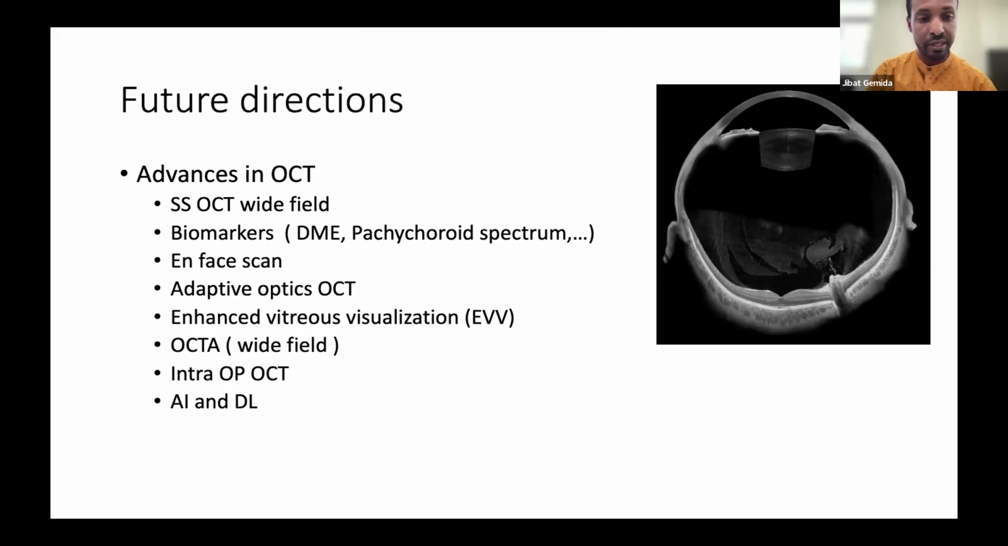The new development in OCT is intraoperative use of OCT. Nowadays people are using intraoperative OCT routinely. And the last is artificial intelligence and deep learning, especially to give prognosis or the outcome of treatment for different diseases. The biomarkers are included in artificial intelligence and deep learning, so that you can prognosticate the outcome of the treatment.